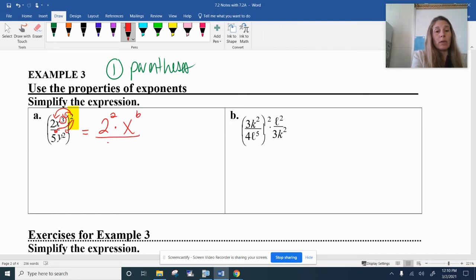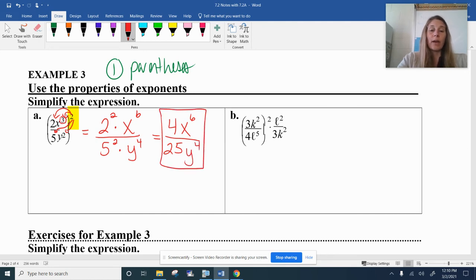On the bottom, I have 5 squared, and then the y squared is also going to get the 2, so I'm going to have to do 2 times 2, and that's going to be a 4. Now 2 squared is 4. 5 squared is 25, and then I still have my x to the 6th and my y to the 4th. But there's nothing else I can do. The 4 over 25 does not reduce or simplify. And then I have an x on the top and a y in the bottom, so I can't reduce or simplify those.